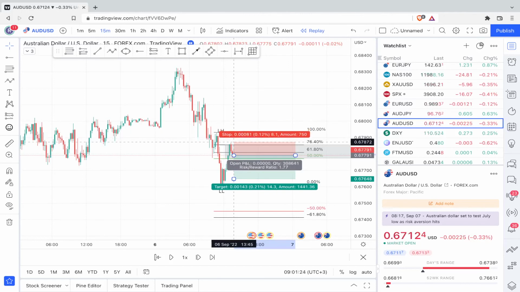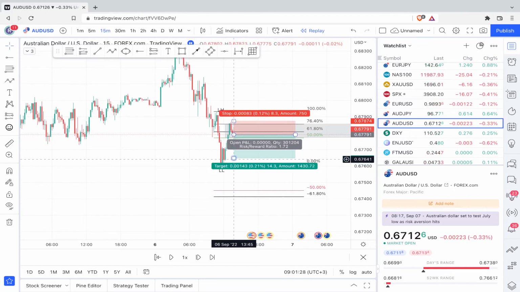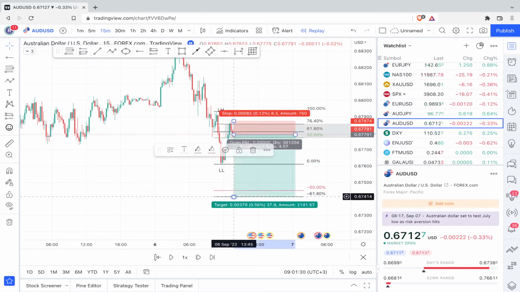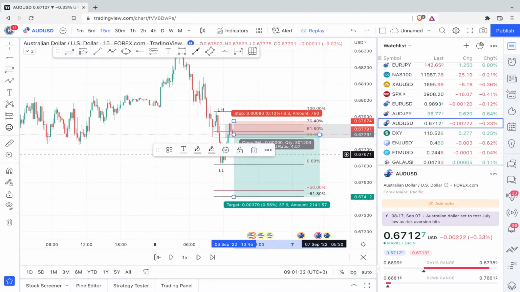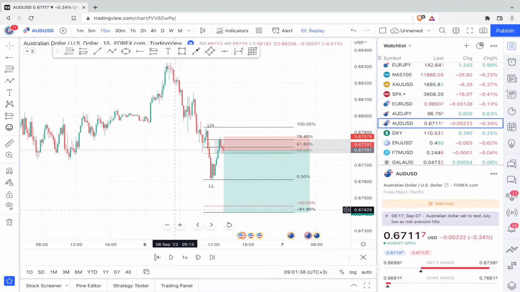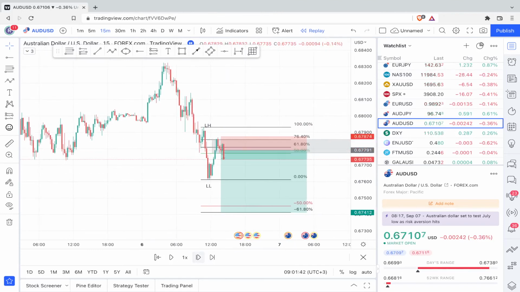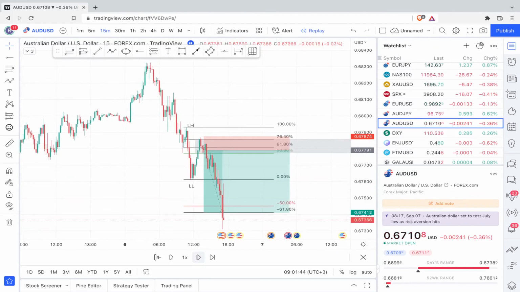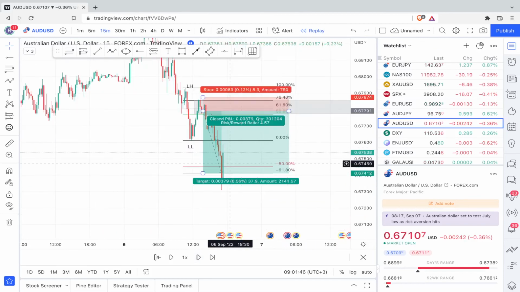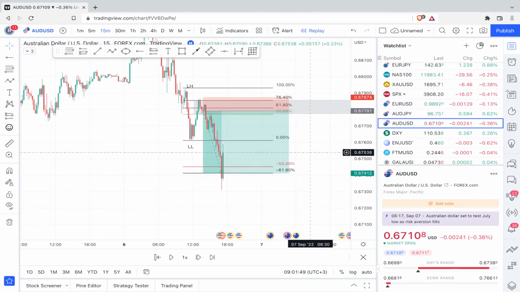Now let's say I'm a bit aggressive, and I would have aimed for a possible new lower low, which could be either the 618, the 50, or just below the lower low. It really depends on you. Okay, so now let's just play the market and see what happens. Okay, beautiful. Take profit would have been smashed. But again, this is not easy.